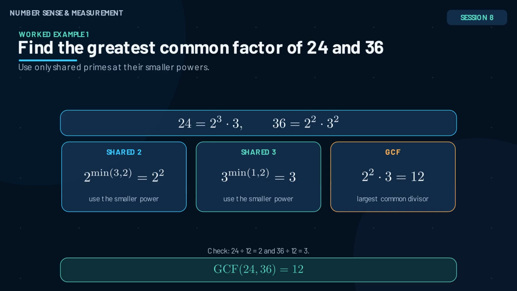Find the greatest common factor of 24 and 36. Their prime forms are 2 cubed times 3 and 2 squared times 3 squared. Take only primes shared by both using the smaller exponent. That gives 2 squared times 3, or 12. Verify that 12 divides both original numbers evenly.